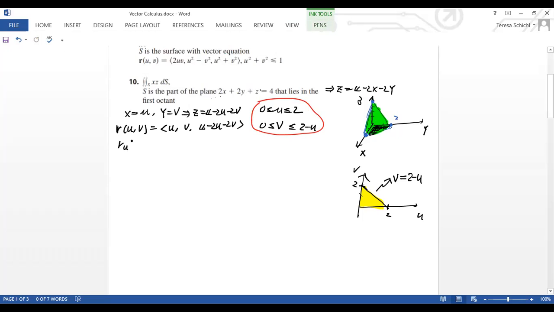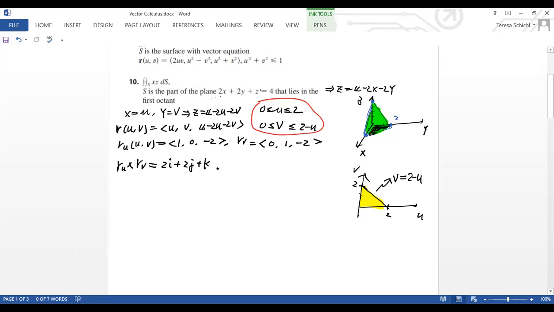r_u is the partial with respect to u, so this is 1, 0, negative 2. And r_v is the partial with respect to v, so it's 0, 1, negative 2. Now we do r_u cross r_v. This one is pretty easy to do. The result will be 2i plus 2j plus k.